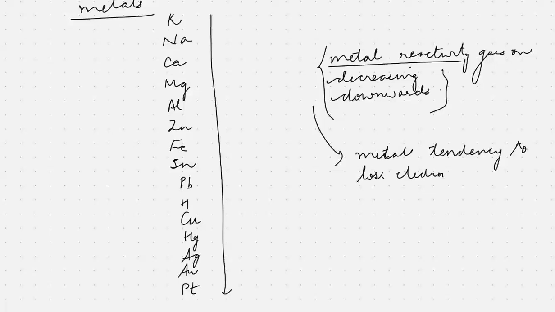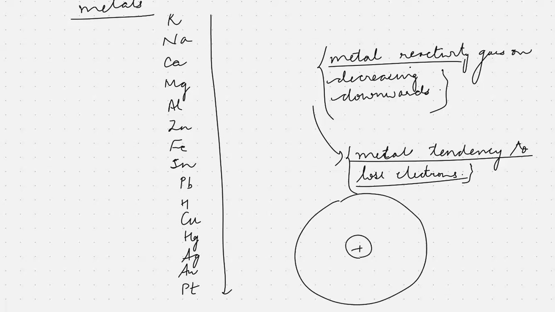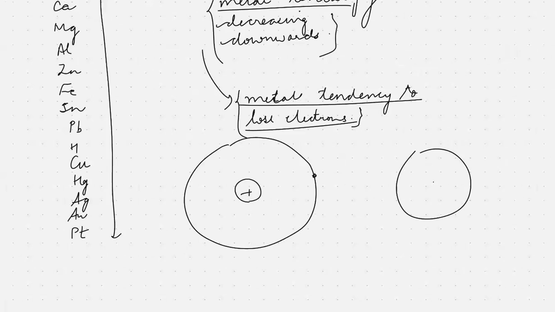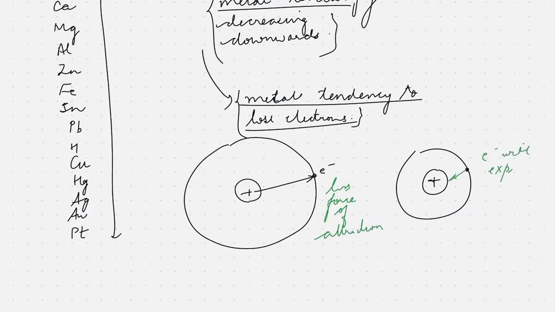So when it is the metal's tendency to lose electrons, what exactly does that mean? It would mean that the atom which is bigger in size will have the electron very far off, and the atom which has very small size will have the electron closer by. As the electron is far away from the nucleus, it is going to experience less force of attraction, whereas this electron will experience more force of attraction. Yes or no?